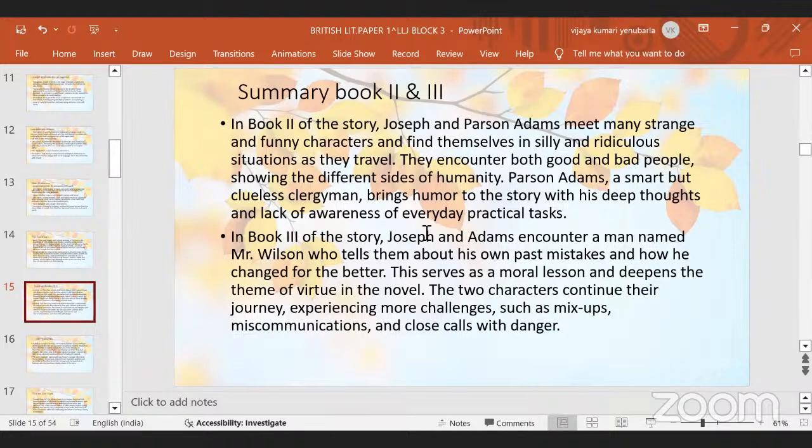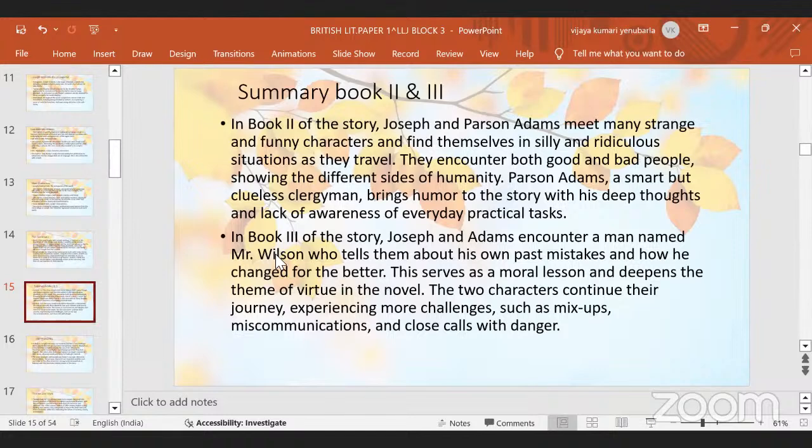Parson Adams, a smart but clueless clergyman, brings the humor to the story with his deep thoughts and lack of awareness of everyday practical tasks. In book 3 of the story, Joseph and Adams encounter a man named Mr. Wilson, who tells them about his own past mistakes and how he changed for the better.